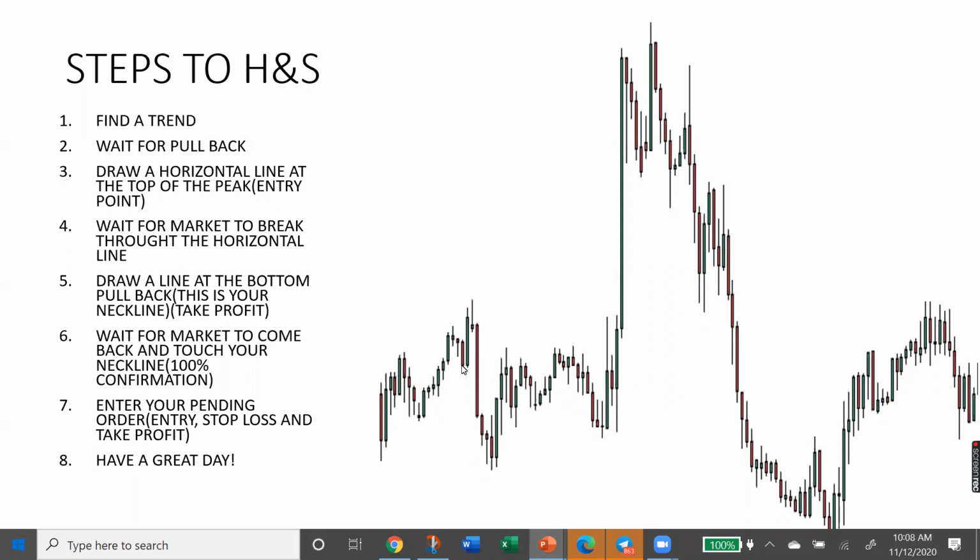So if you look at the chart that I have here, the first step would be to find a trend. So here is our trend. The trend was going up at this point, right? We wait for the pullback. The market pulled back, okay? Went up and then pulled back.